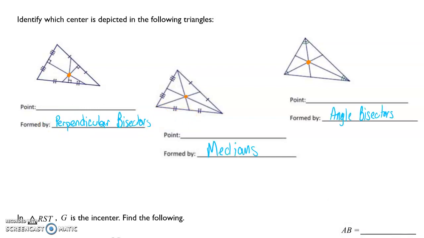On problems like these, it's key to first identify what are the segments that we use to form these. So these are our perpendicular bisectors, these are medians, and these are angle bisectors. Now we should be able to draw that connection. Perpendicular bisectors, those formed our circumcenter.